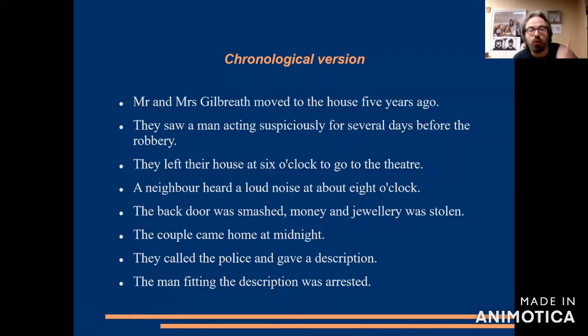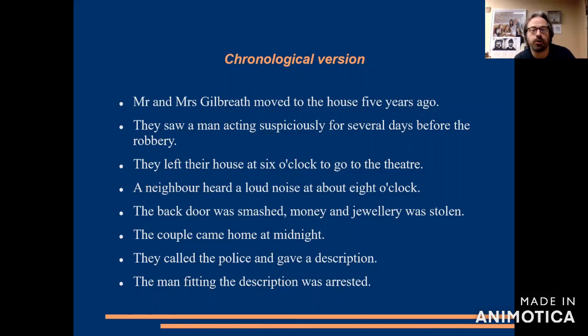Mr. and Mrs. Gilbert moved to the house 5 years ago. They saw a man acting suspiciously for several days before the robbery. They left their house at 6 o'clock to go to the theater. A neighbor heard a loud noise at about 8 o'clock. The back door was smashed, money and jewelry was stolen. The couple came home at midnight and they called the police and gave a description, and the man fitting the description was arrested. So that's everything in a chronological order.